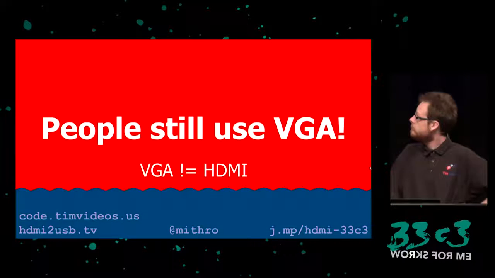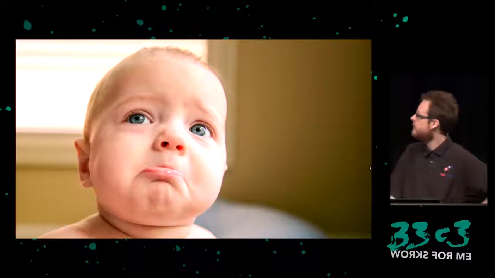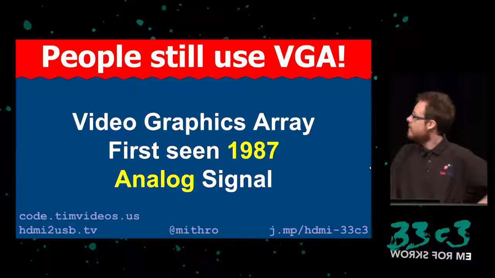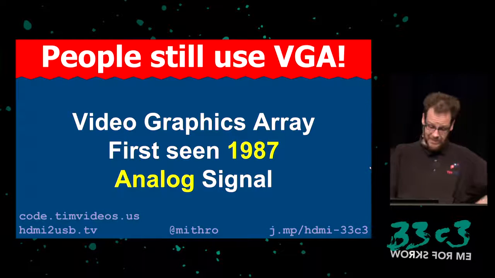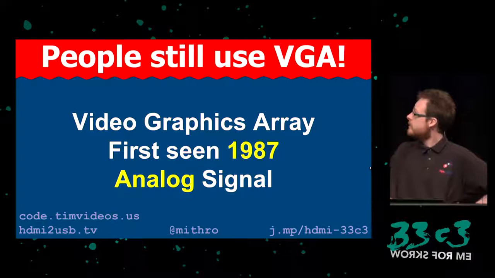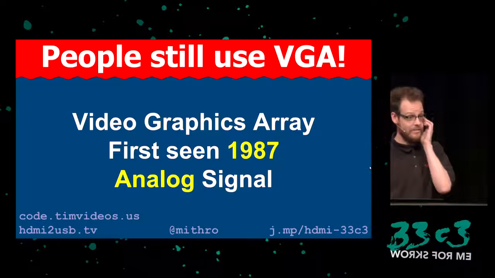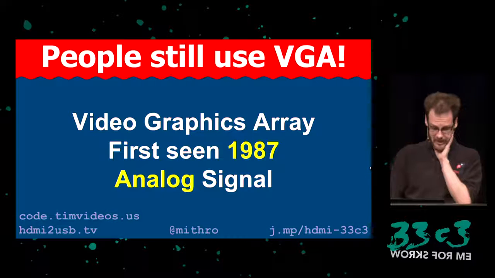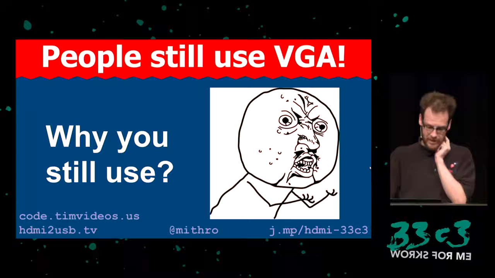The first one is people still use VGA. This kind of makes me sad. Because VGA is not HDMI. It was invented in 1987, and it's an analog signal. Well, HDMI shares some history with VGA. You can't use the same techniques for capturing HDMI that you can VGA. So why do you still use it? It's old and bad.